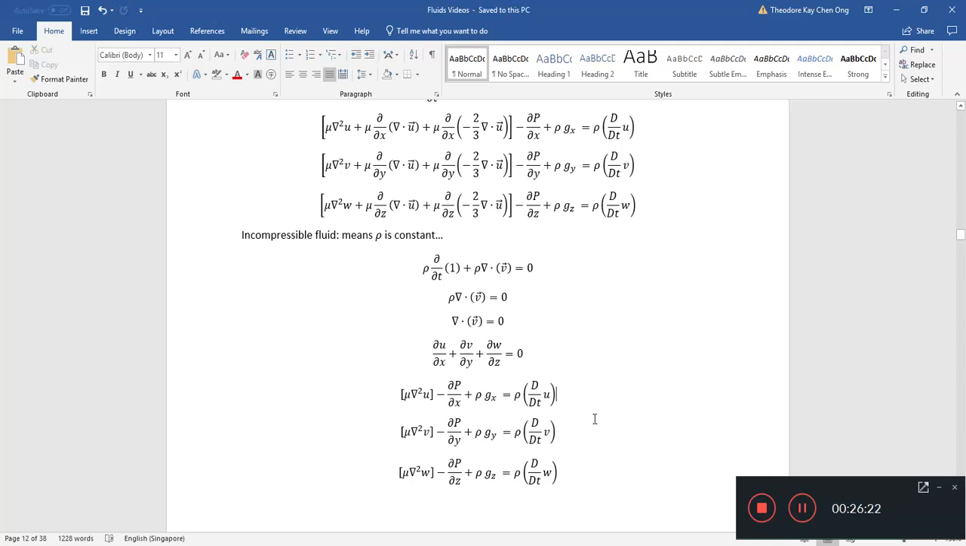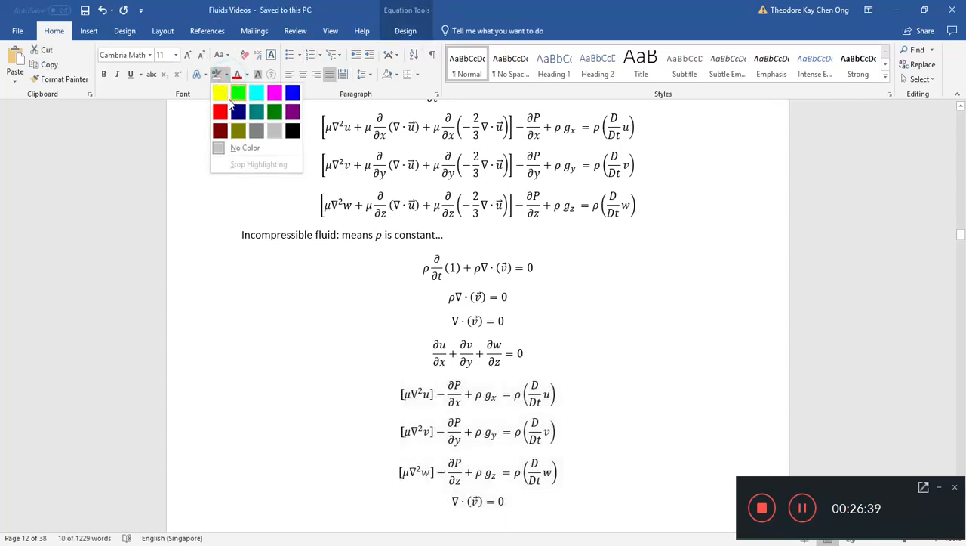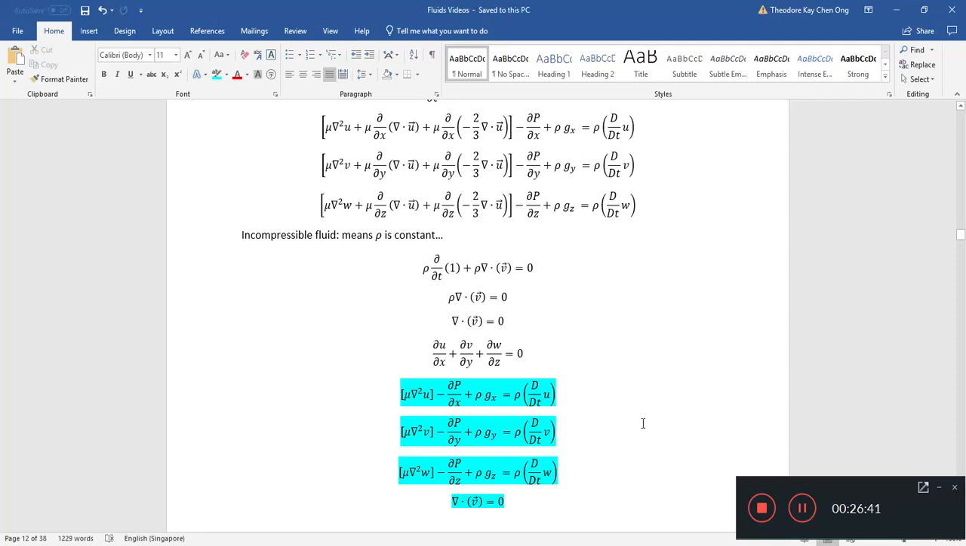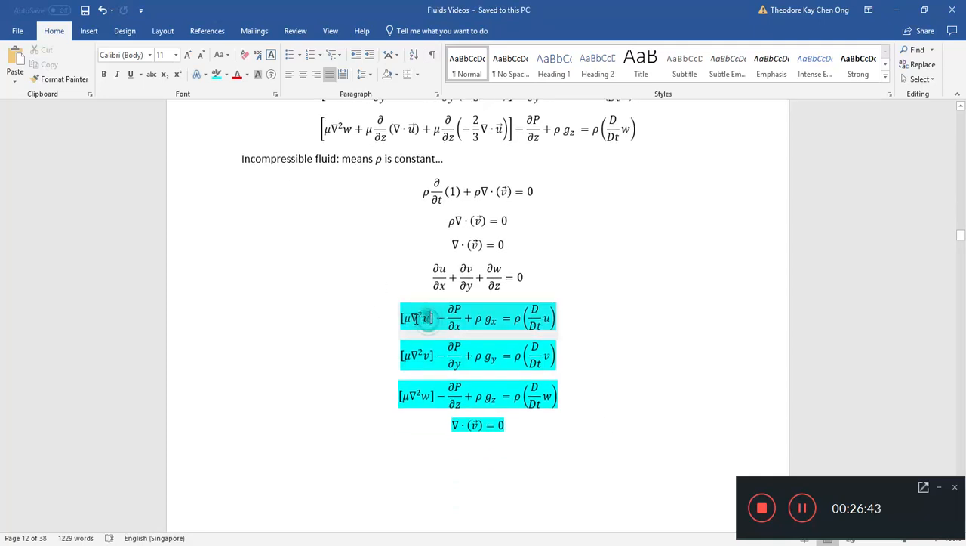So for incompressible fluid, we have these four equations. Hopefully it's easy to remember. So you have this del square term, pressure term, gravity term, and then this total derivative. Just four terms for you.